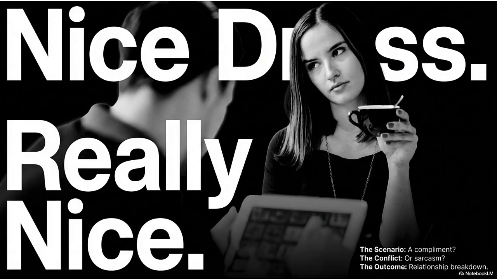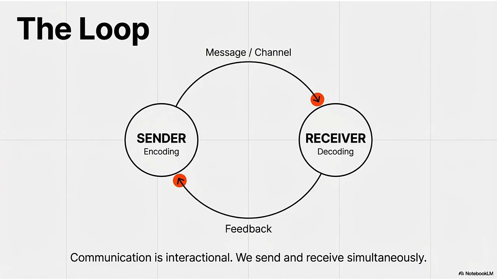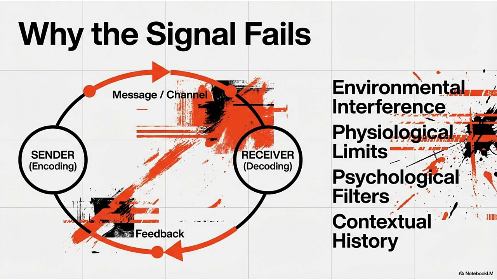Interpersonal communication is an interactional process where one person sends a message to another. This process is a loop where we send and receive information simultaneously. It involves a sender, a receiver, the message, the channel it is sent through, the context, and noise. Noise is any stimulus that interferes with accurately understanding a message, which includes environmental interference, physiological limits, psychological filters, or contextual history. Today, the channel is often a screen.